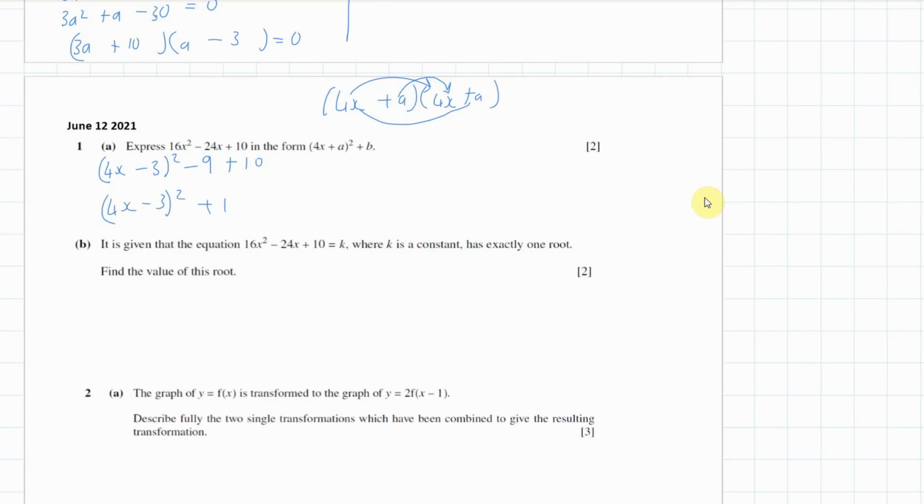Okay, so that's fine. It's given that the equation has exactly one root. Find the value for this root. So if it's got one root, think about the equation we've just drawn. This is our (4x minus 3) plus 1 graph. Where is there one root for it equaling a particular y value? Well, obviously at the minimum point here.